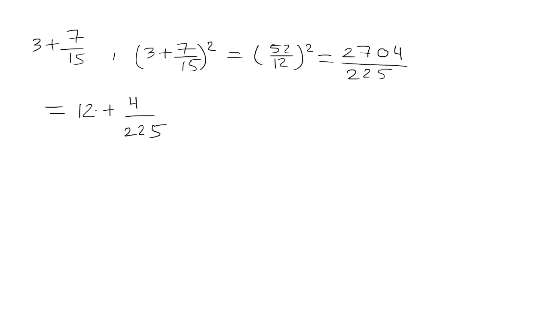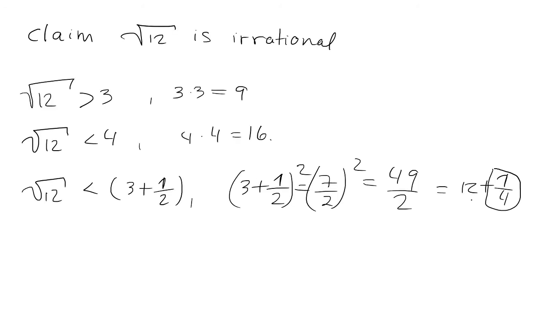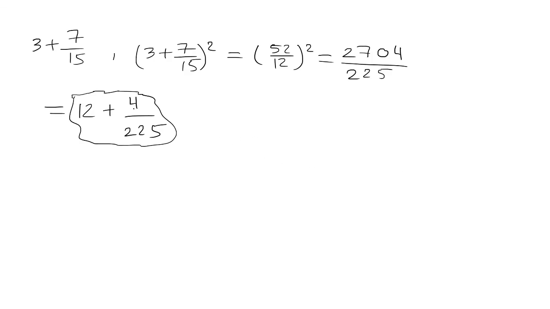Well, actually this number is closer to 12 than what we've seen before. Before, we got to 12 plus 1 divided by 4. But in this case, we get to 12 plus 4 divided by 225. So we're getting closer to 12, but this is still not equal to the square root of 12, because of 4 divided by 225. So it's different by 4 divided by 225. Well, that's still a problem.